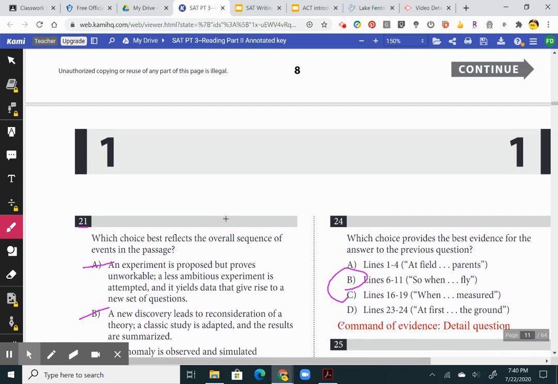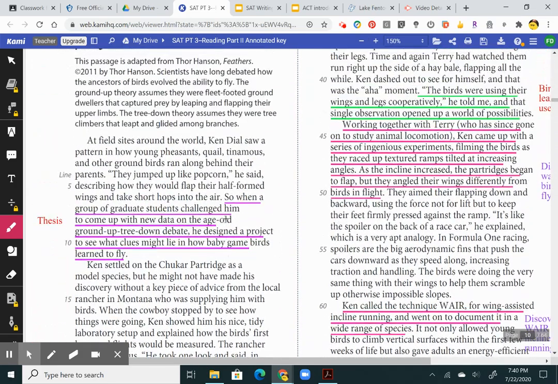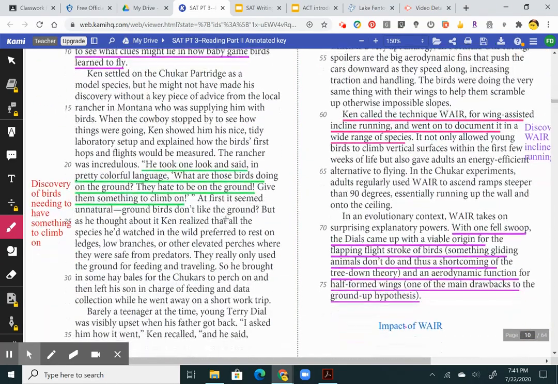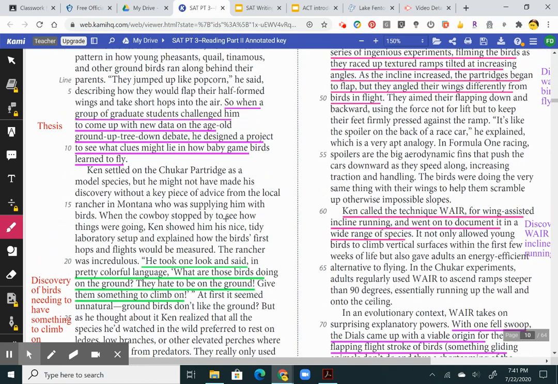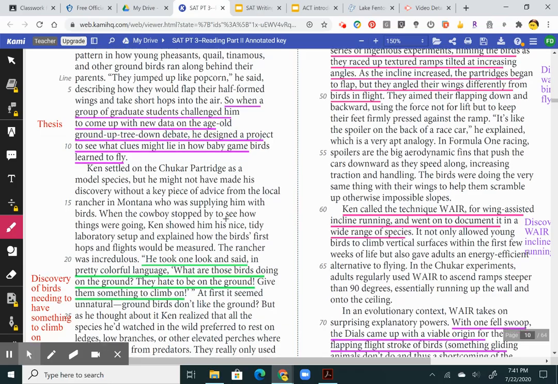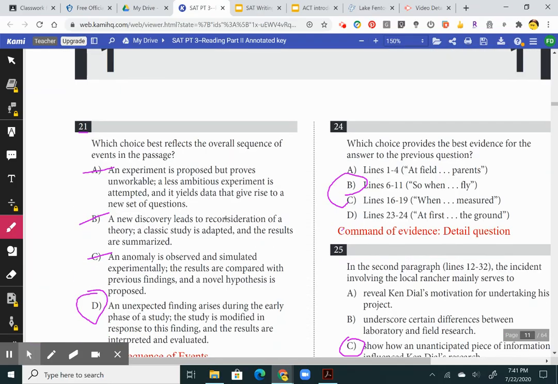So at field parents, lines 1 through 4, does that give a central assumption? The ground birds ran along. No, just an observation there. Lines 6 through 11, does that give a central assumption? When a group of graduates challenged him to do data on the age-old ground-up tree debate, he designed a project. So that certainly is an assumption, right?